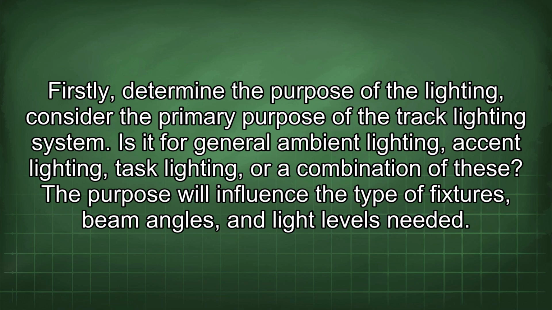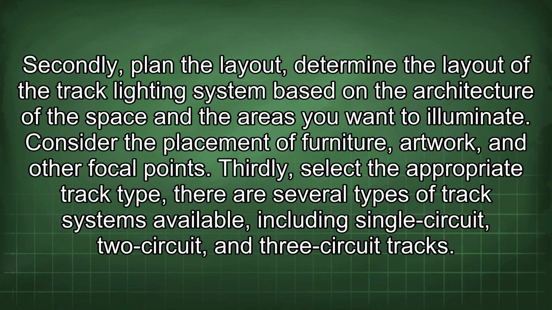The purpose will influence the type of fixtures, beam angles, and light levels needed. Secondly, plan the layout. Determine the layout of the track lighting system based on the architecture of the space and the areas you want to illuminate. Consider the placement of furniture, artwork, and other focal points.